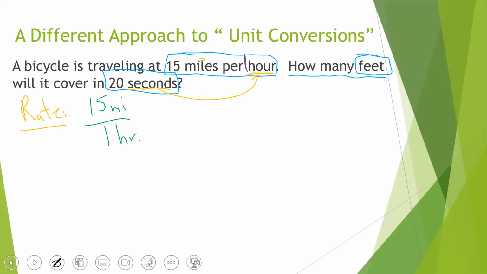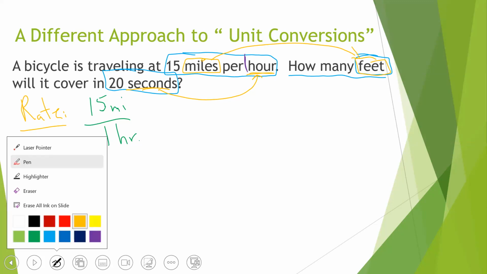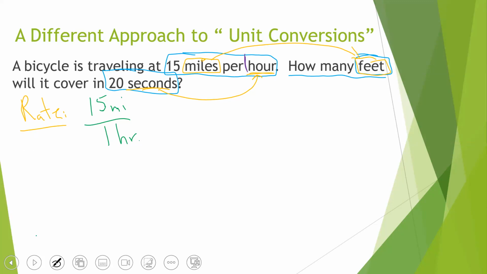Additionally, we see that the given rate contains miles, and what we're looking for, the answer we want, is in feet. Okay, so let's look at how dimensional analysis, which is just about multiplying by rates to cancel out units, can help us solve this problem.